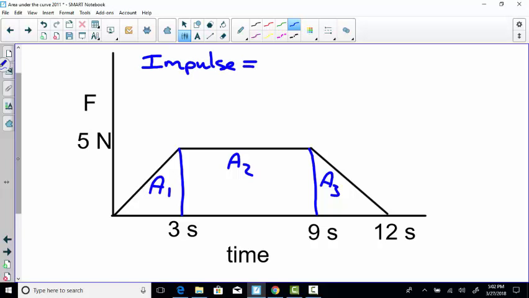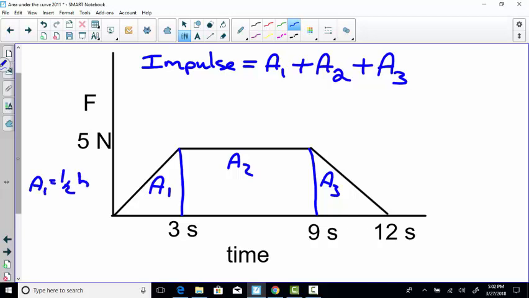Okay, so the impulse would be the area under section 1, and then you would add the area of section 2, and then you add the area of section 3. Okay, so area 1 would be 1/2 base times height, because it's a triangle. Area 2 would just be base times height, because it's a rectangle. And then area 3 again would be 1/2 base times height. So you would just calculate out those separate areas.